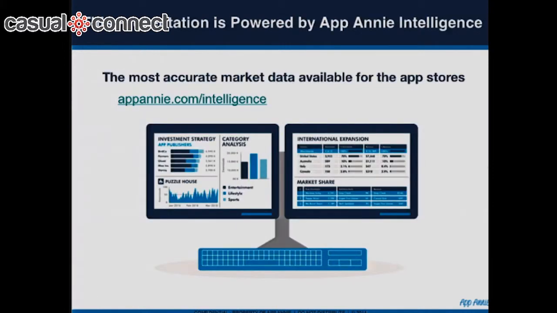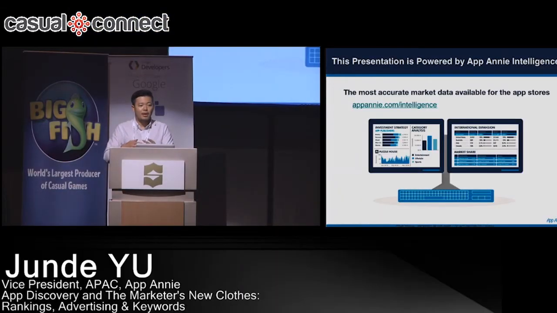Okay, so now on to our sharing session of market data. All the stuff that we present today are powered by App Annie Intelligence, the most accurate estimates for apps, publishers, countries, categories. And this currently covers iOS and Google Play worldwide.